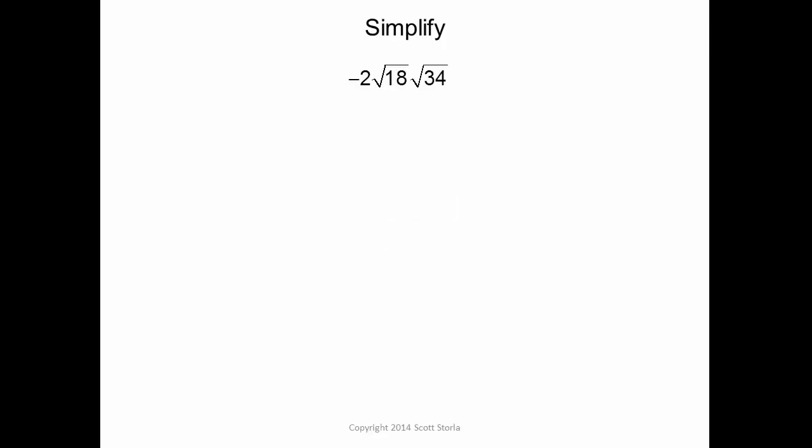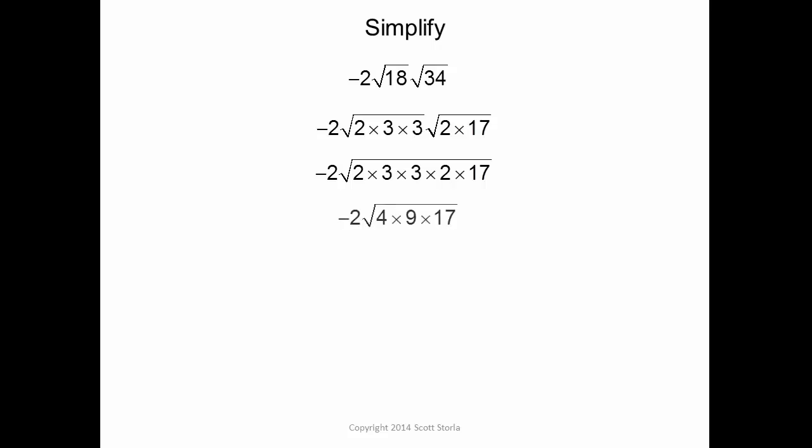Try this one. Here's our prime factorizations. And now I'll use the product property. And I'll notice there's a factor of 4 and 9 and 17. And using our previous ideas with the product property and multiplying, I get negative 12 roots of 17.